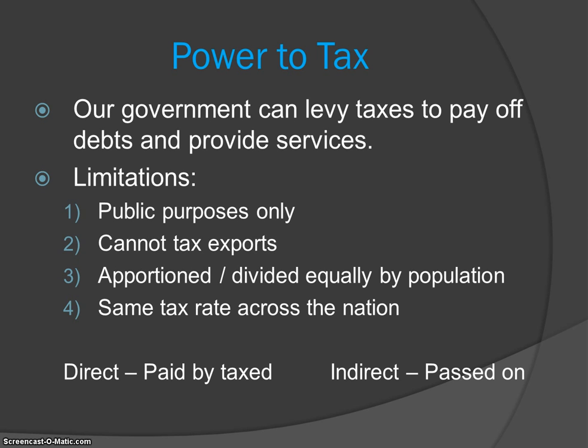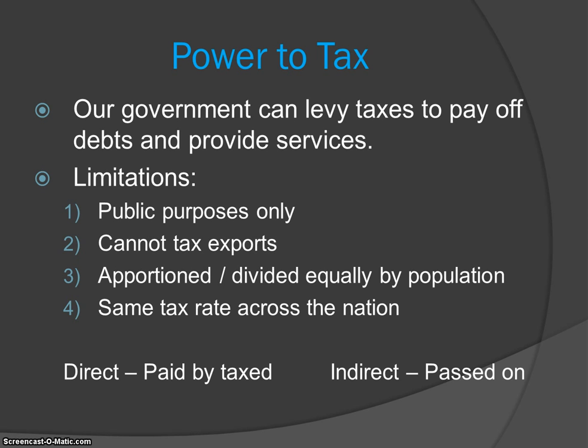We also use taxes today to pay for things like schools and roads. We pay for health care. There are four main limitations placed on the power to tax. The first one is that taxes can only be used for public purposes. So you can't tax and send it into someone's individual bank account.